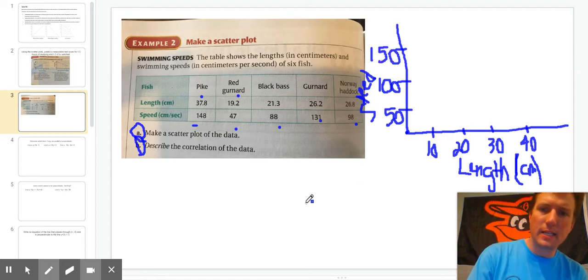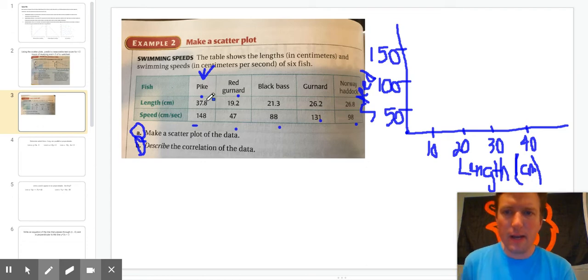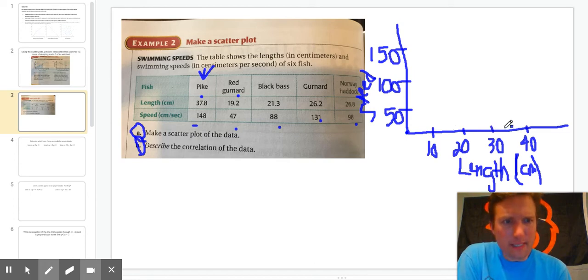Now I simply take my information and I'll do my first one here, the pike. So that would be 37.8 and 148. So I have 37, close to 40-ish. And again, that would be 35. So it'd be somewhere in here. And I would go up pretty close to my 150 mark. I'm going to put my dot there. And that would be pike.